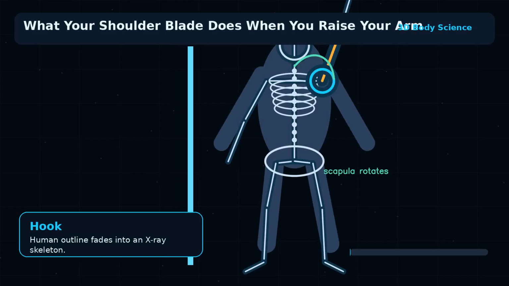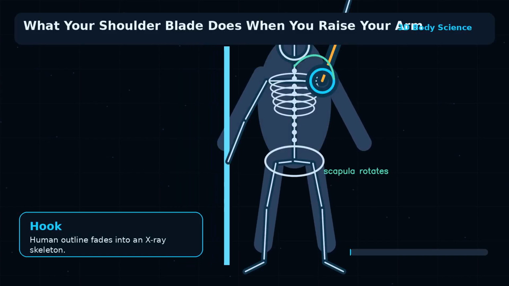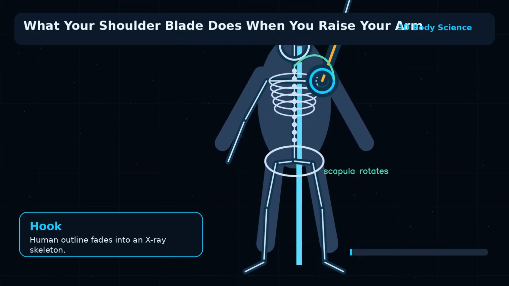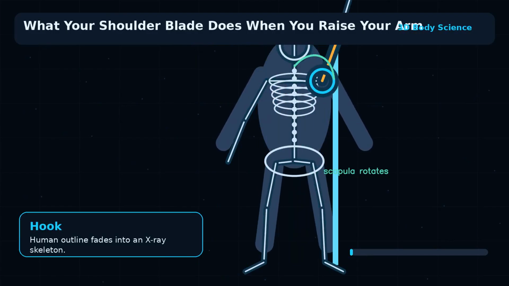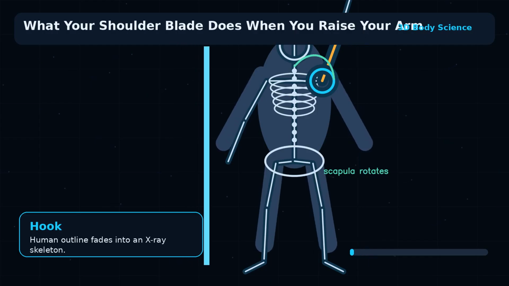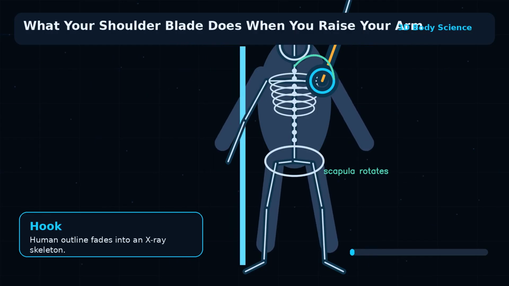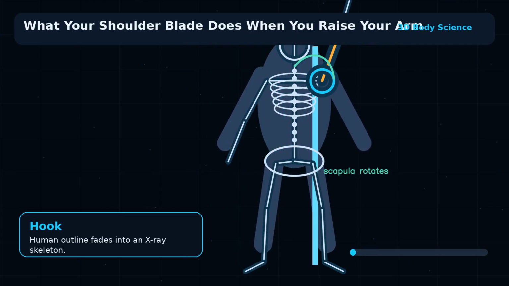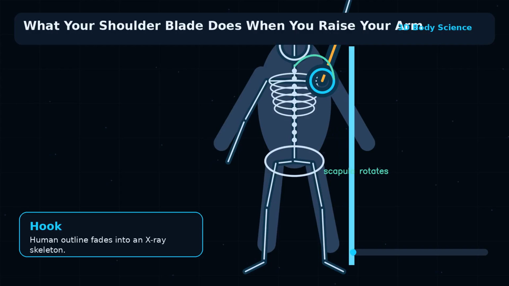If you could press an X-ray button and watch your skeleton move in real time, what your shoulder blade does when you raise your arm would look less like a simple body position and more like a coordinated engineering system. In this video, we are going to look through the outer body and follow the bones underneath because the skeleton often explains the movement better than the surface does.